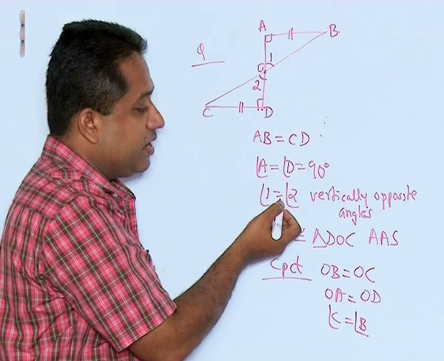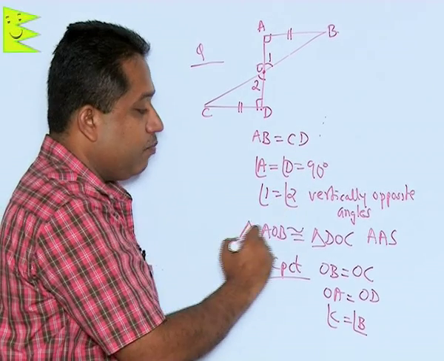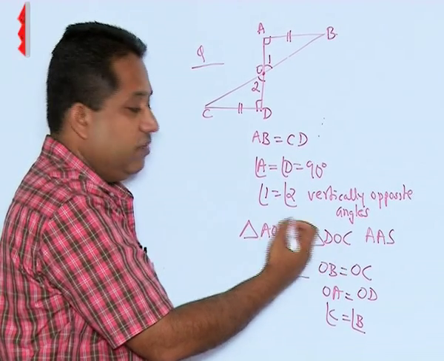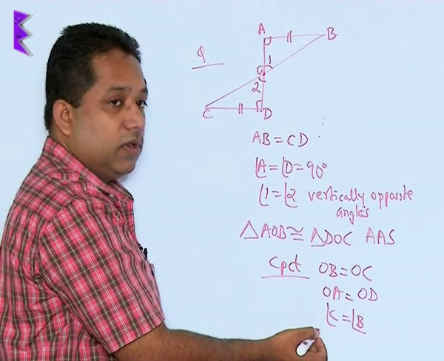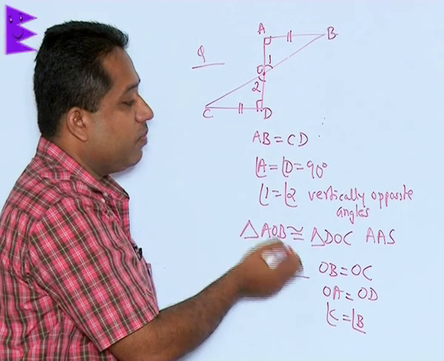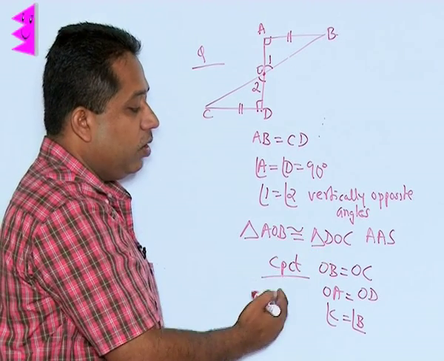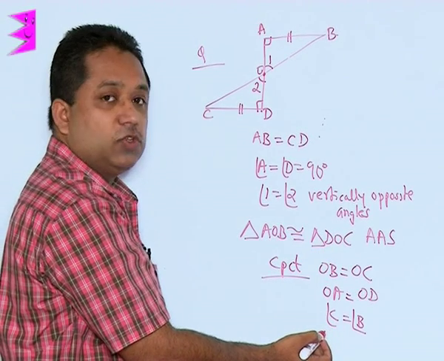So three conditions were given to us. We made use of that and proved the triangles congruent. And if the triangles are congruent, we can say the other three parts are also equal. So if two triangles are congruent by any of the conditions, then all their corresponding parts will also be equal.